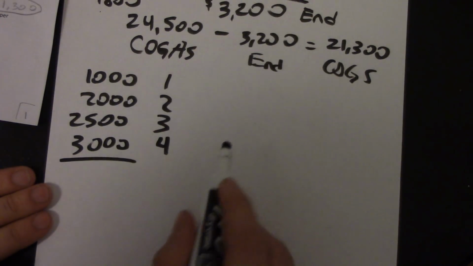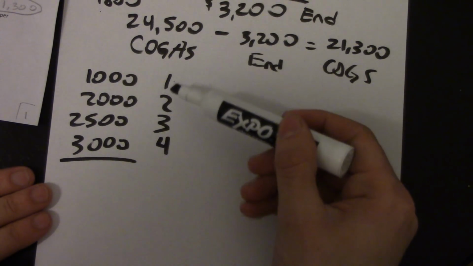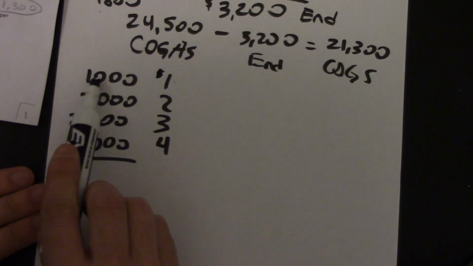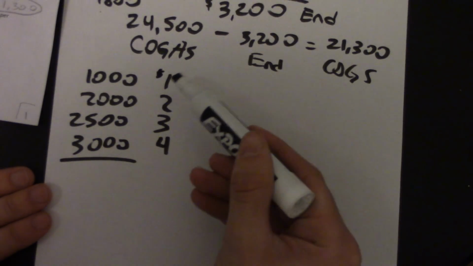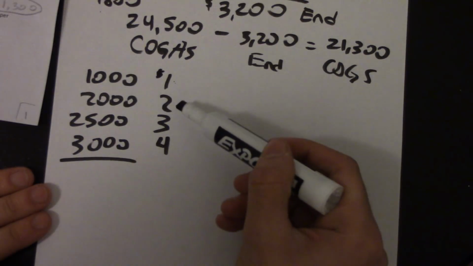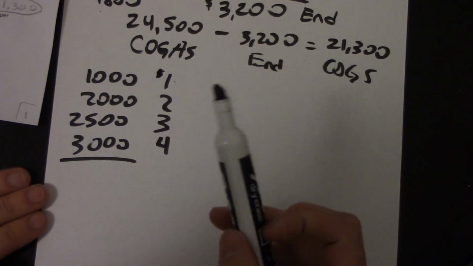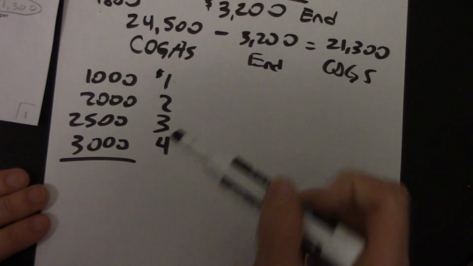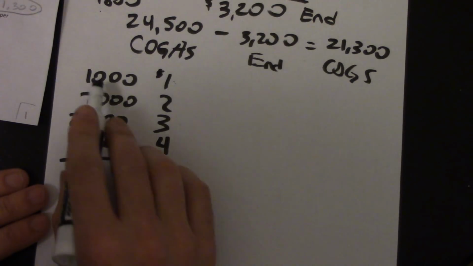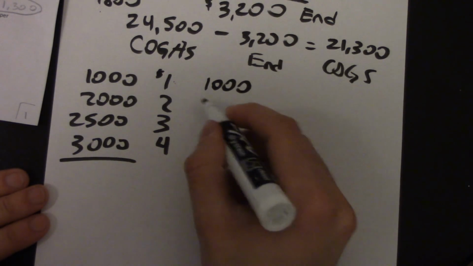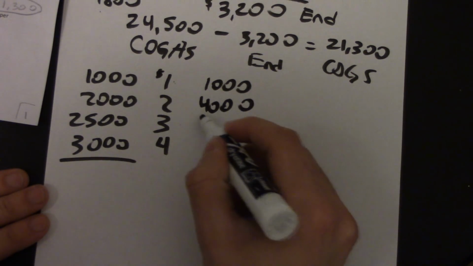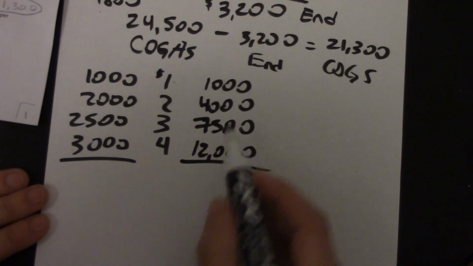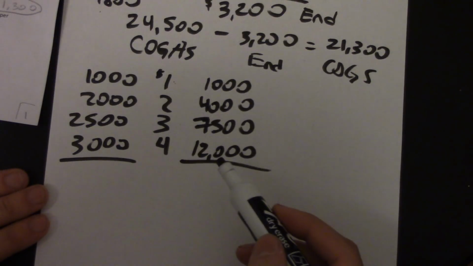And now I need to figure out the average unit cost. Here are the unit costs for these individual inventories. So these 1,000 units have a unit cost of $1. These 2,000 units have a unit cost of 2, and so on. Now, to figure out the average unit cost, you can't just add these up and divide by 4. We need a weighted average. The way to do that is, let's first multiply across for all of these. And then we're going to add up these two columns.